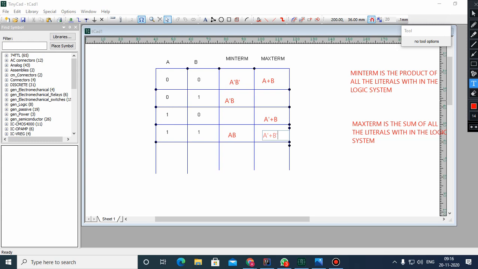Class 11th. Class 11th. Lavanya. Lavanya, Sushmitha.